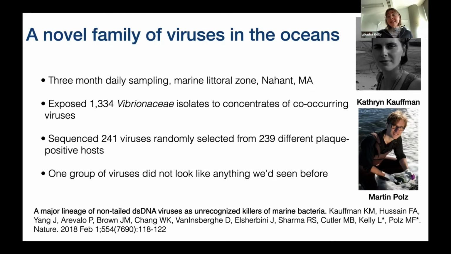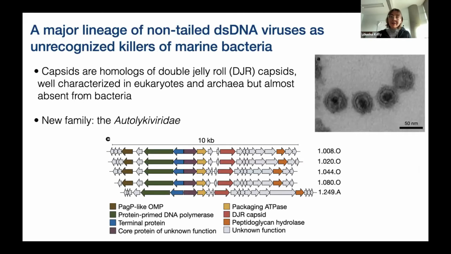We then sequenced about 240 of these viruses that were randomly selected from about 240 different plaque-positive hosts. All of this was done on plates, and plaquing interactions were how we determined whether or not a phage could kill a host. And one group of viruses didn't look like anything that we've seen before. This work was published a couple of years ago. We had uncovered this major lineage of non-tailed double-stranded DNA viruses that were unrecognized killers of marine bacteria.